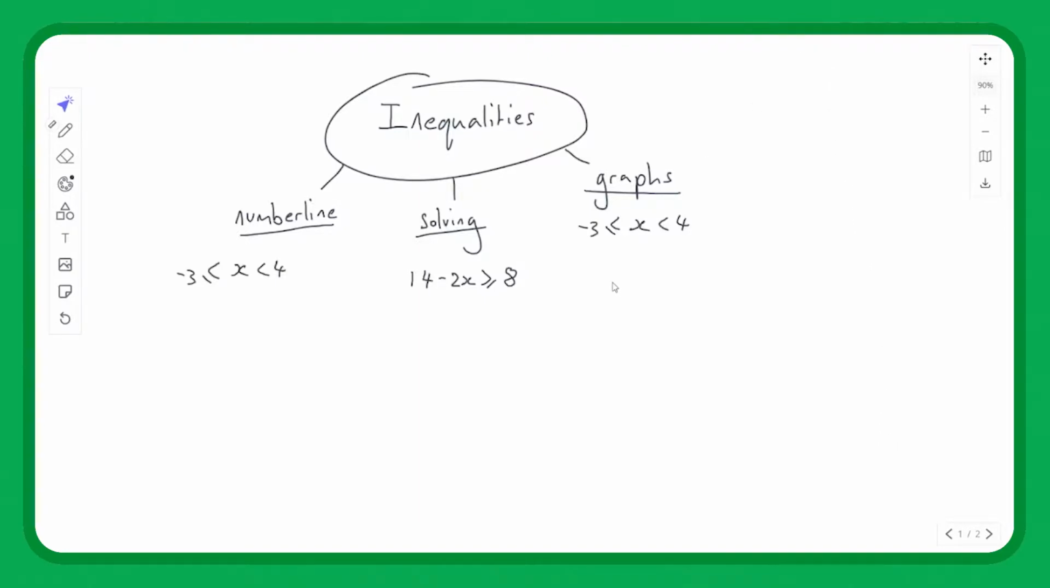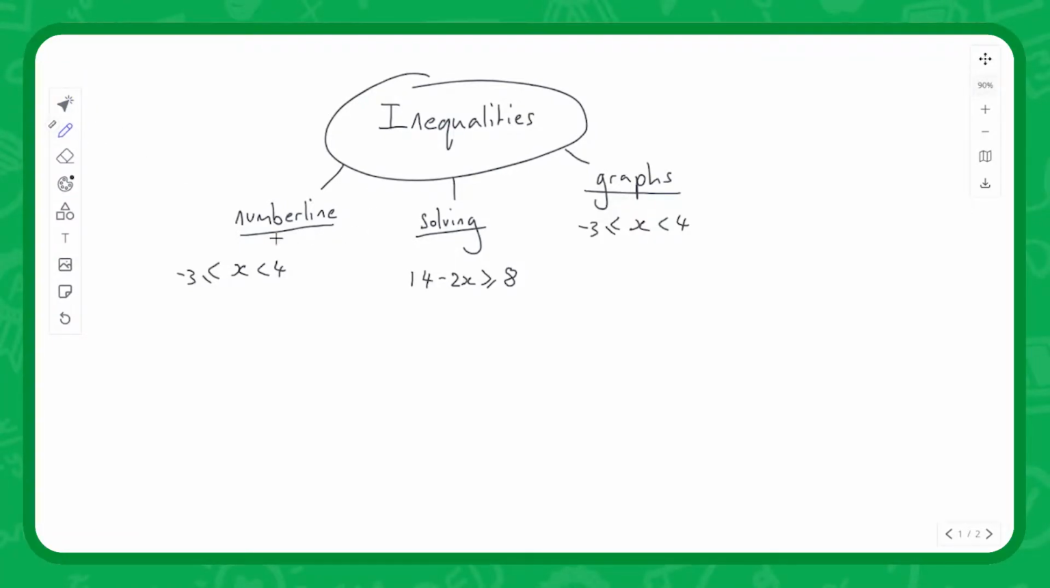Okay, we are looking at inequalities and we're going to focus on three subtopics. First of all, we're going to look at number line representation. Secondly, we're going to look at solving inequalities, so finding certain values for x which would satisfy this kind of inequality equation. And thirdly, we're going to look at graphs and how we can represent inequalities as regions on graphs.